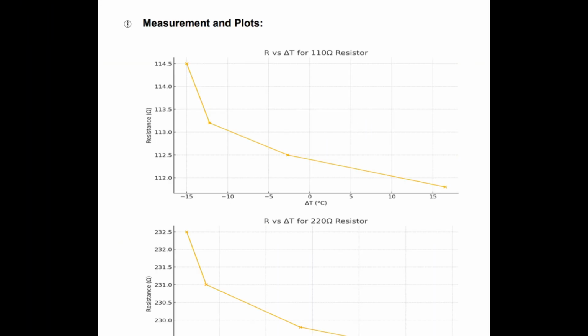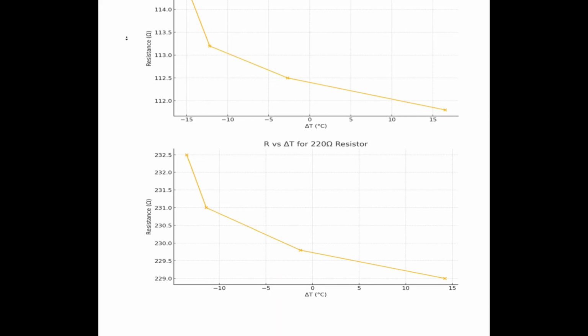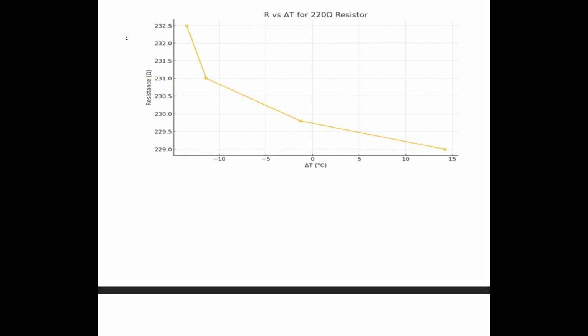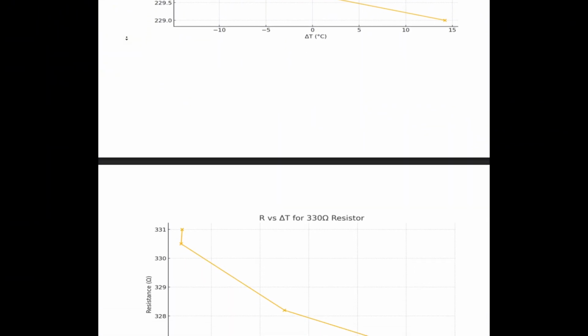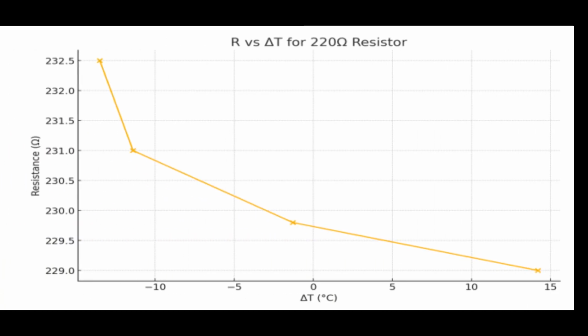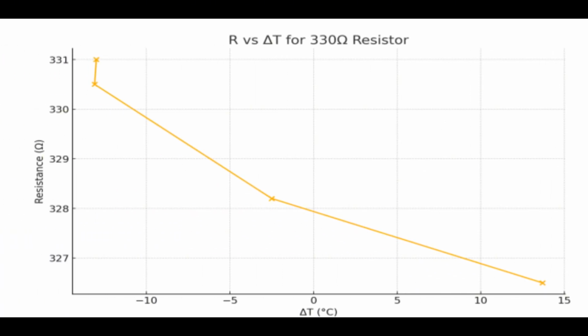After collecting the data, I plotted resistance versus temperature graphs using Python, which helped visualize how resistance changed across different temperature ranges. For each resistor, I fitted a best fit line through the data points to make the overall trend clearer and easier to analyze. The slope of each best fit line represents the product of the initial resistance and the temperature coefficient. To find the temperature coefficient itself, I divided the slope by the initial resistance value for each resistor.